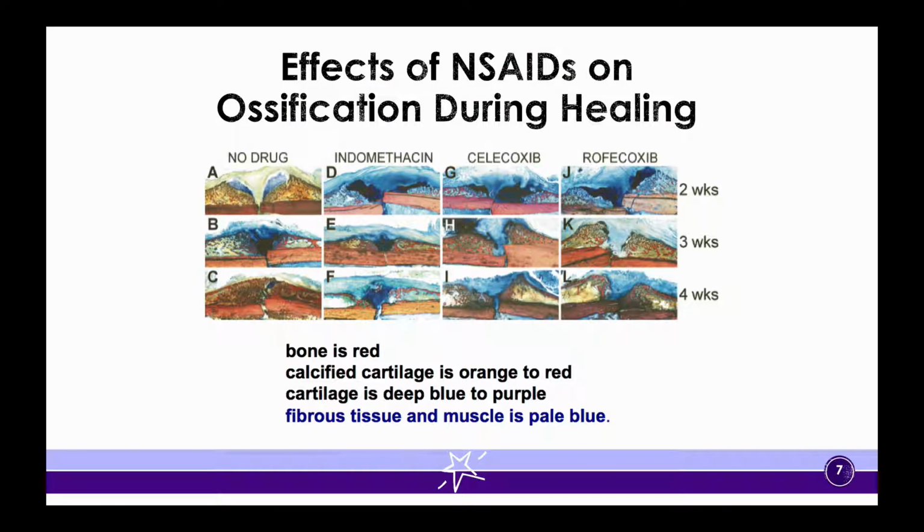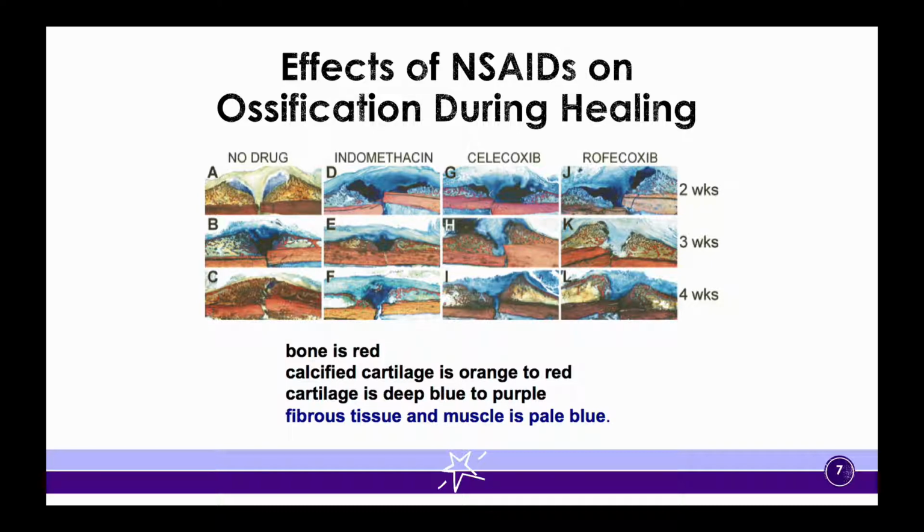So, we've talked a lot about ibuprofen or other non-steroidal anti-inflammatory drugs on the inflammation process. And we've talked about how it does tend to delay healing or extend the healing process when we're dealing with inflammation in general, any kind of an injury.